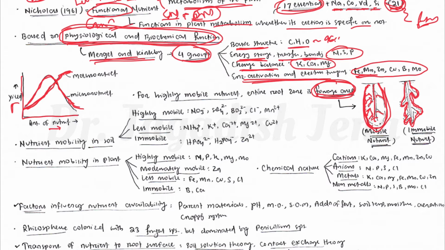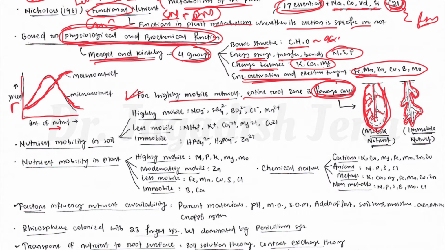So whenever we are applying any fertilizer, we can broadcast or randomly throw the fertilizer in, if the fertilizer is nitrogenous fertilizer or potassium fertilizer, which is mobile in the soil. But in case of immobile nutrient like phosphorus, we have to place it near the root zone so that its absorption will be maximum. So that point we have highlighted here, like for highly mobile nutrient, the entire root zone is forage area.